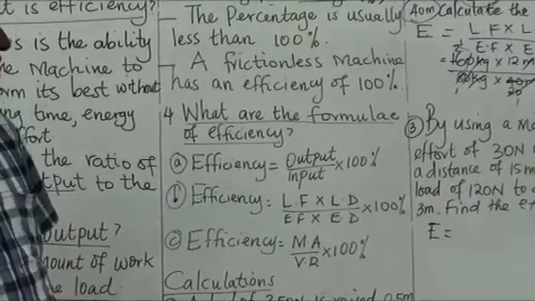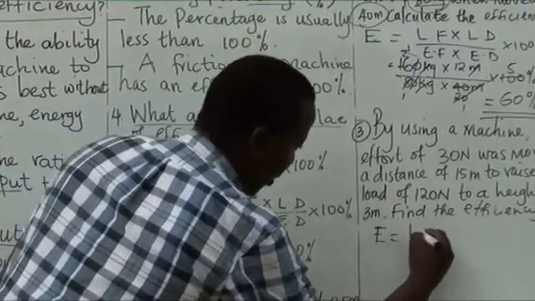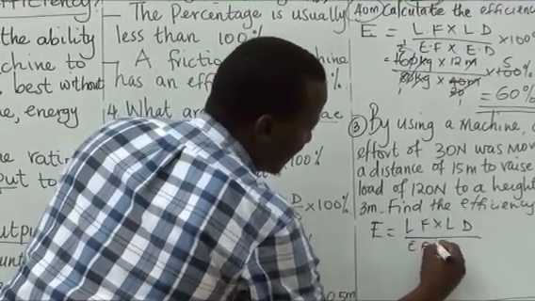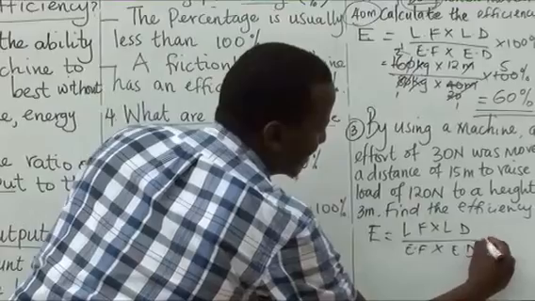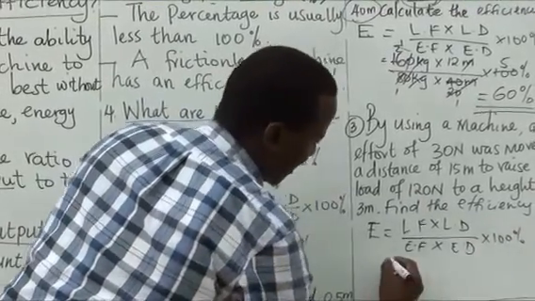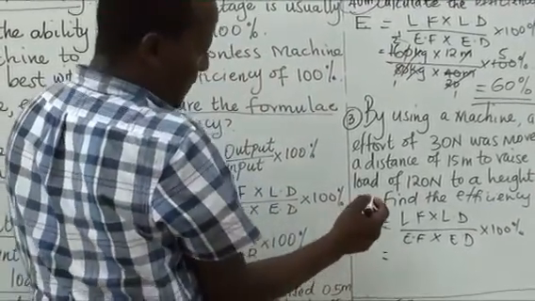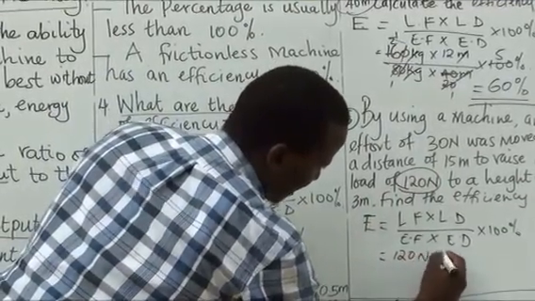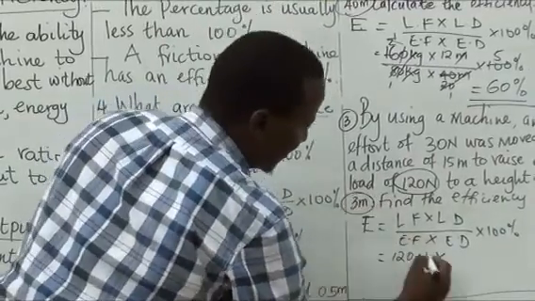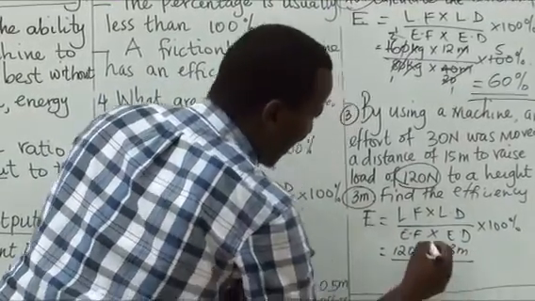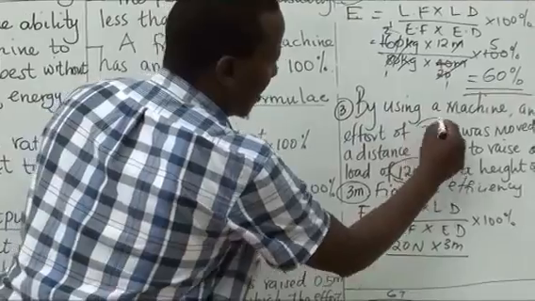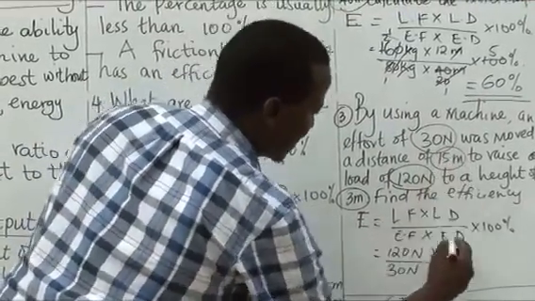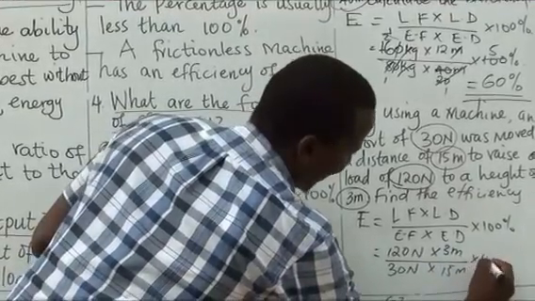Let us continue using the second one, whereby it is the load force times the load distance over the effort force times the effort distance times 100%. What is the load force? The load force from the question is 120 newtons times the load distance, it is 3 meters, over effort of 30 newtons times the distance, 15 meters, times 100%.